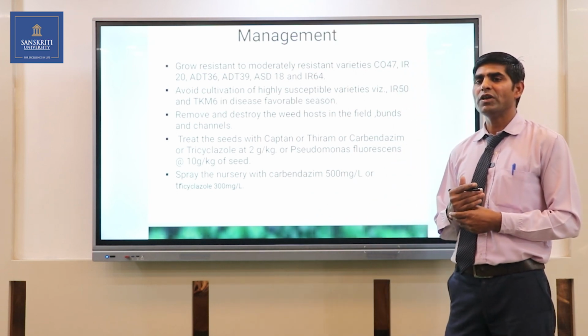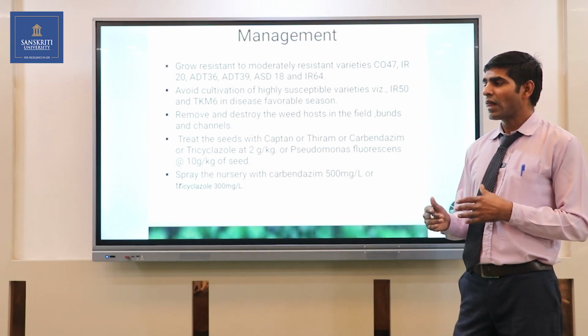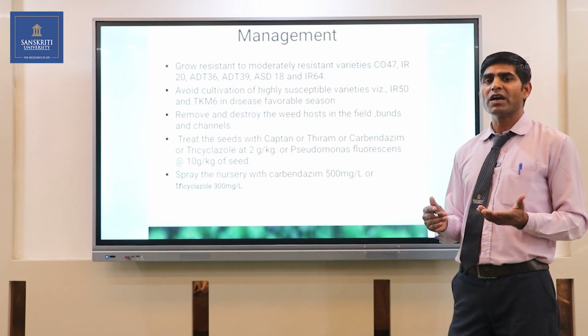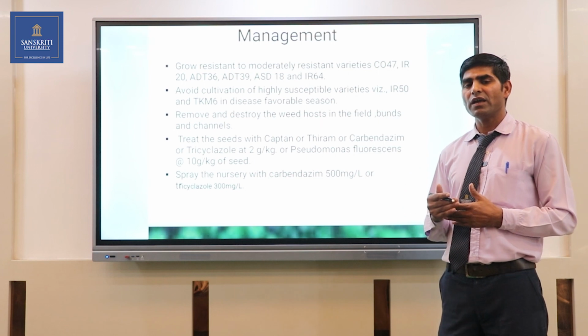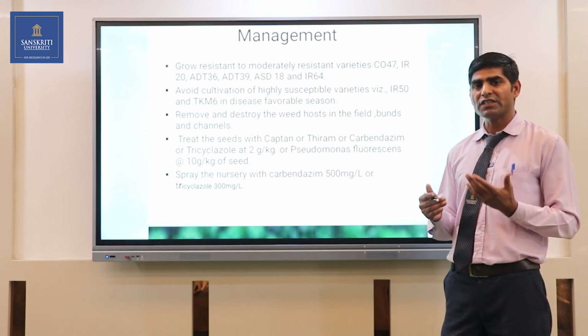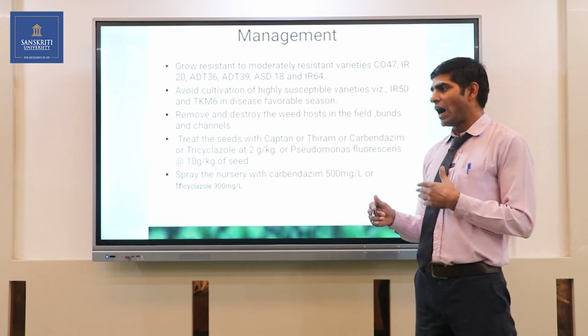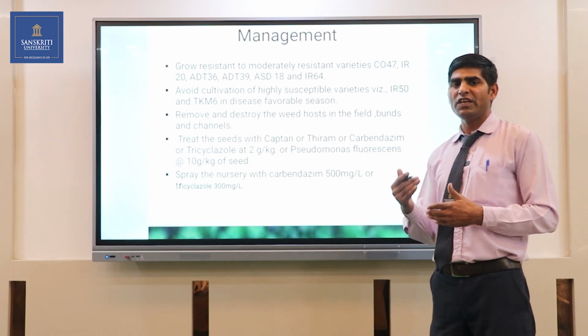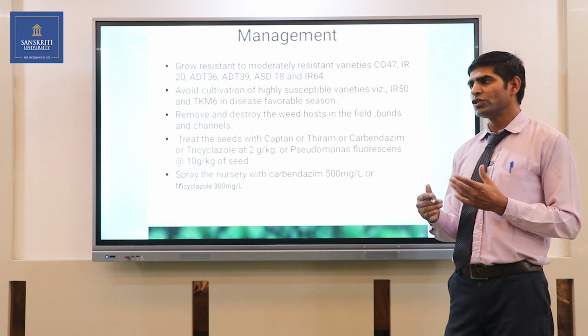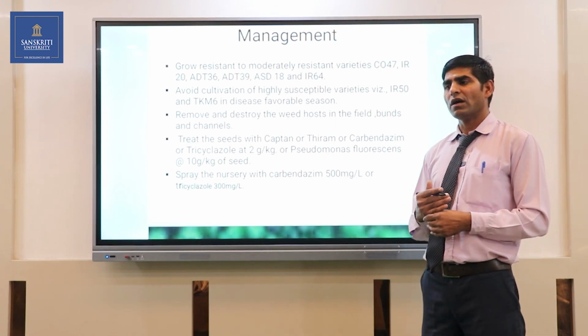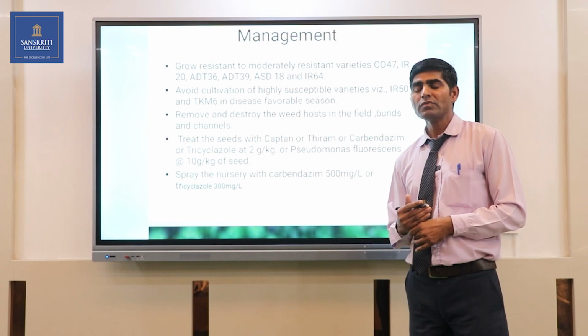If after doing all these practices or using all these methods the disease appears again in the field, what will you do? Generally, in a severe condition or epidemic conditions, you have to spray Carbendazim or Tricyclazole at 15-day intervals, and after repeating two or three sprays in the field, it is sure that it will minimize the losses of the crop.